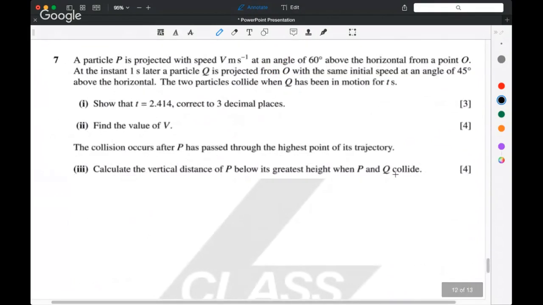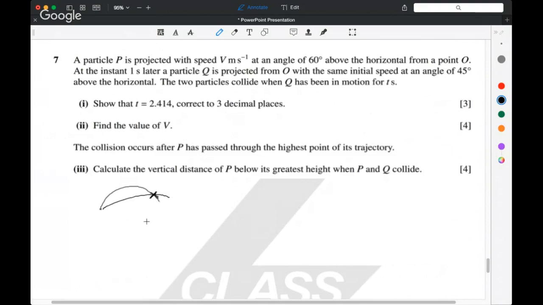Okay. Final question, I think. So this is one of the projectile questions. So we have a slightly complicated scenario. We have two projectiles, and one gets fired off, and then a little bit later another one gets fired off, probably not going in a straight line, probably going in some sort of arc, and at some point they collide.